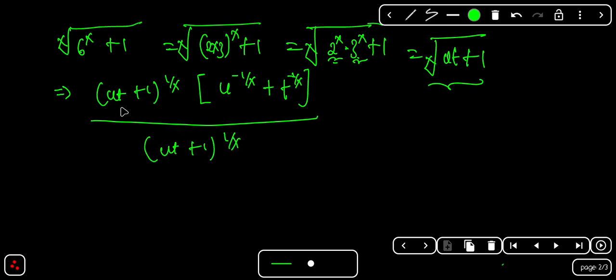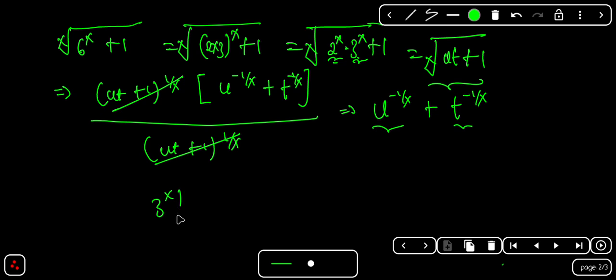So what you observe is that (ut plus 1) raised to the power of 1 over x cancels out. So what we have now in the LHS is u raised to the power of minus 1 over x plus t raised to the power of minus 1 over x. And guys, remember that u is 3 raised to the power of x and t is 2 raised to the power of x. So we have 3 raised to the power of x, then raised to the power of minus 1 over x, plus 2 raised to the power of x, then raised to the power of minus 1 over x.